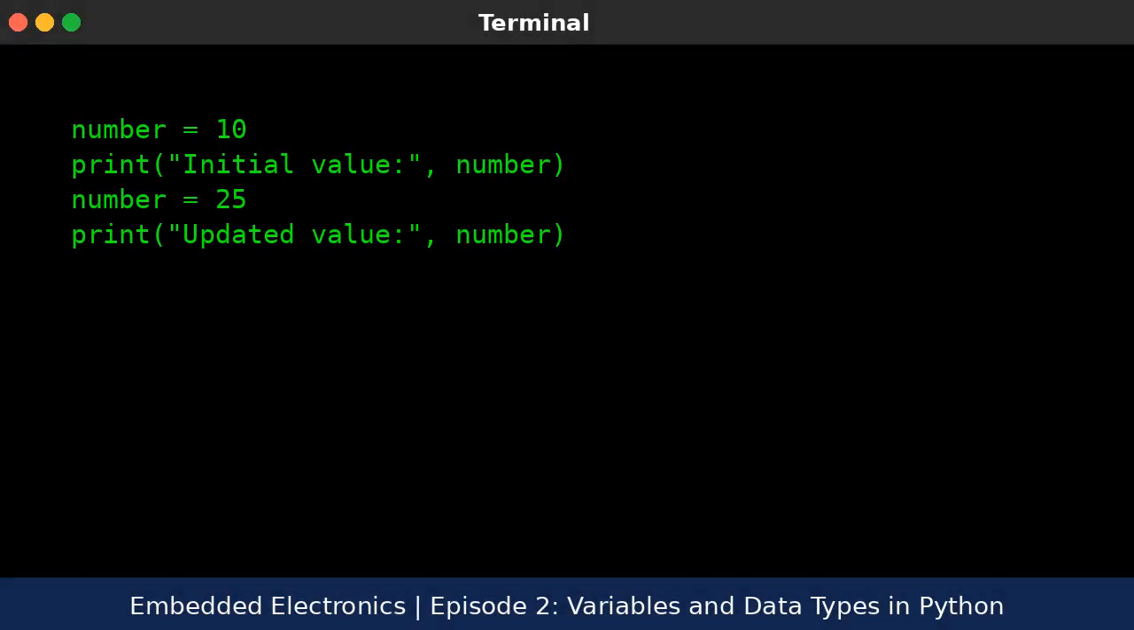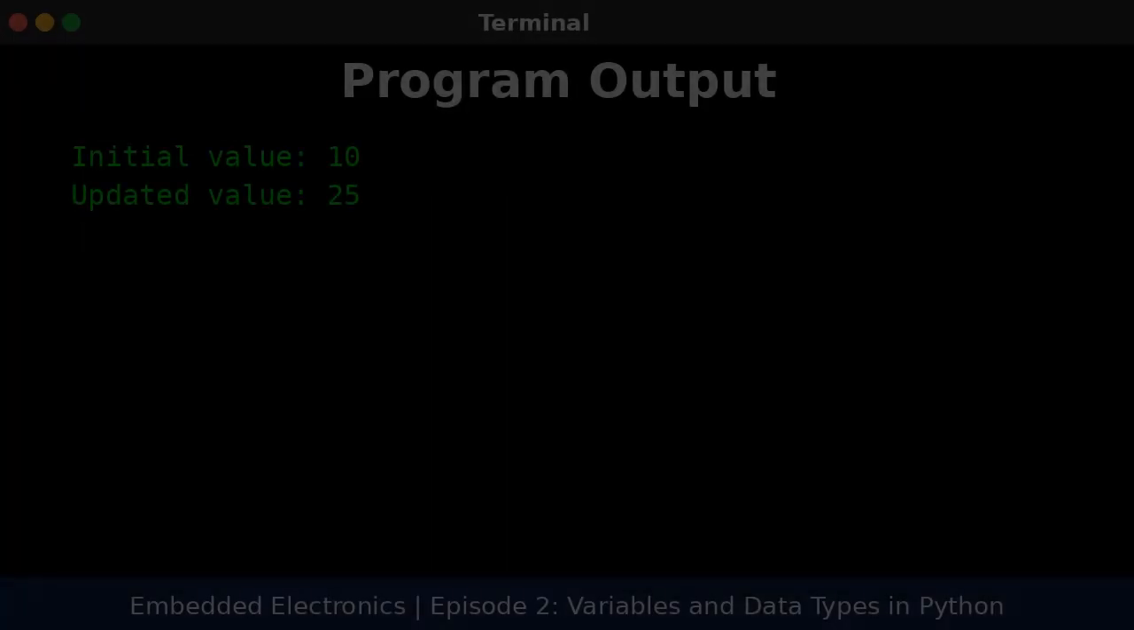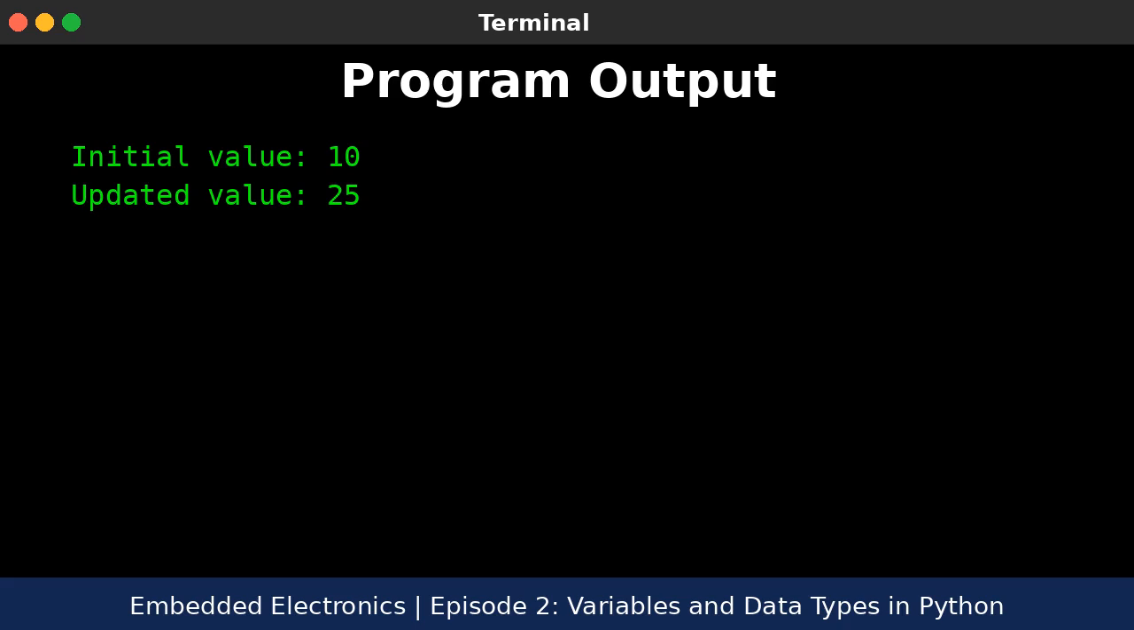Here, a variable named number is declared and later updated to a new value, showing that variables can change during program execution. The output of example 2, changing variable values, is as follows. Initial value, 10. Updated value, 25.